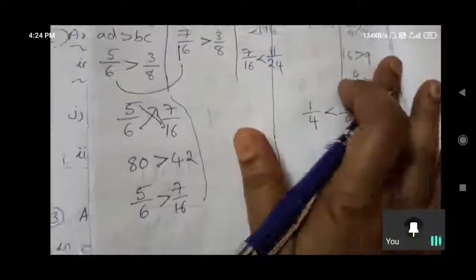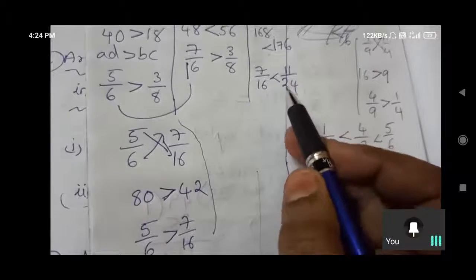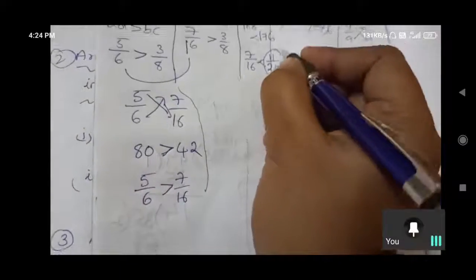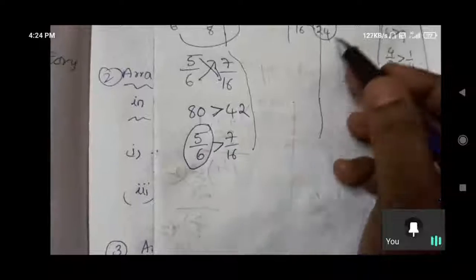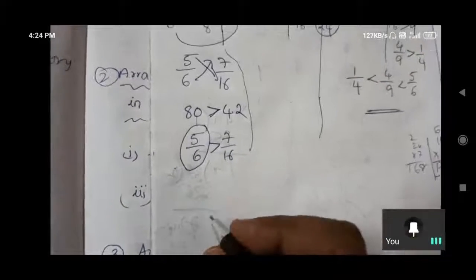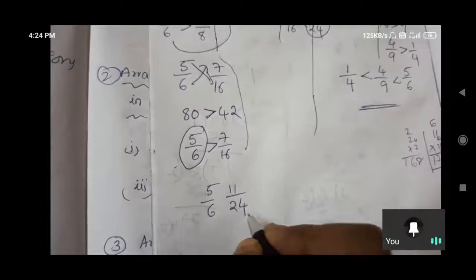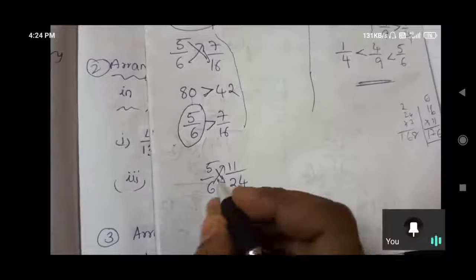So 7 by 16 is less than 11 by 24. 11 by 24 is bigger, Nana. And here 11 by 24 is bigger than this, and here also bigger than this. So first we need to compare both of these. So 5 by 6 and 11 by 24. Among those two, which one is bigger? We need to conclude.